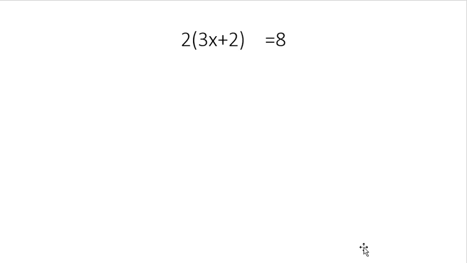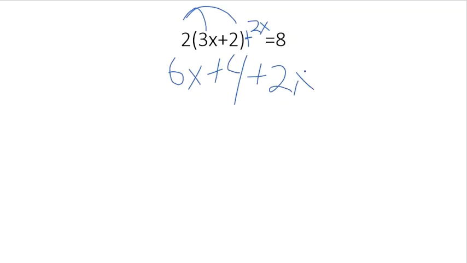Let's add an even further step, where we're not just distributing now, we're also going to have to combine some like terms. So let's add plus a 2x. Sorry, it doesn't quite fit. We still start with our distributing. So 2 times 3x gives us 6x plus 2 times 2, which is equal to 4. Then we write out the rest of the equation, so our plus 2x, and it's all equal to 8.